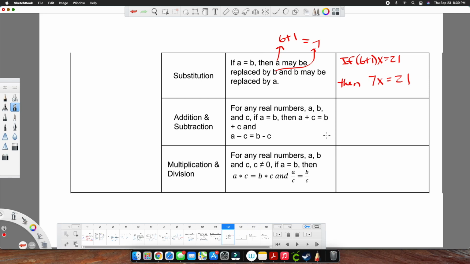For any real numbers a, b, addition and subtraction. This is the addition or subtraction properties of equality. For any real numbers a, b, and c, if a equals b, then a plus c equals b plus c, and a minus c equals b minus c. What this is saying is, if I add c to one side, I have to add it to the other. If I subtract it from one side of the equation, I have to subtract it from the other side of the equation.